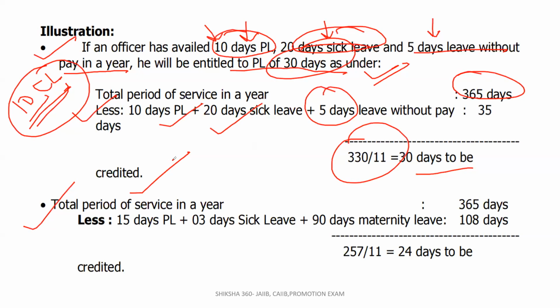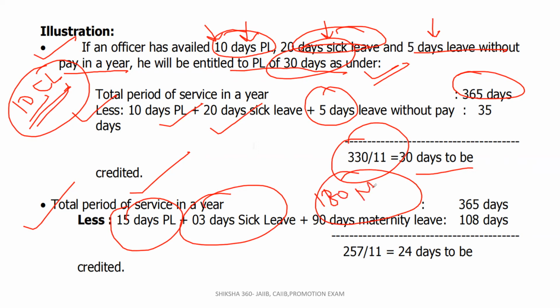Now there will be one more case. 15 days PL they will take, 3 days sick leave, 90 days ML. Clear? Generally it will be 180 days, but just for the example purpose we will take 90 here. So subtract 90 plus 15 plus 3.